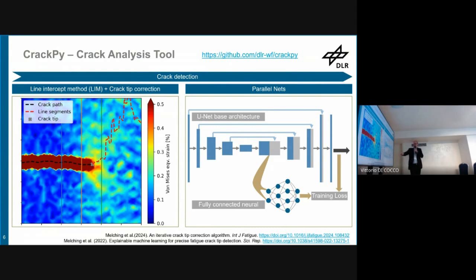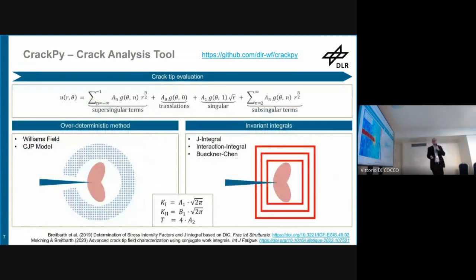And this has significantly improved the robustness of this network, because we can segment crack tips even for unseen data, for new data sets. This is also open source available in Breitbarth, so you can try it out yourself for your own data. And after we know the crack tip position, we can do a quantitative evaluation, as we have seen in the talk before.